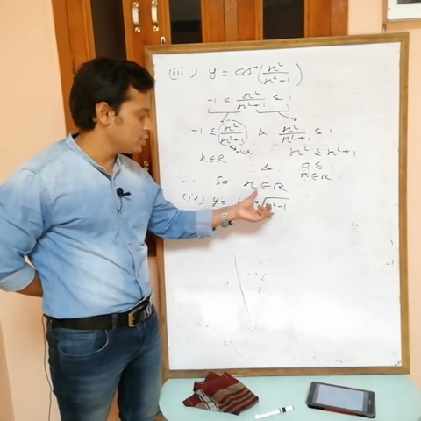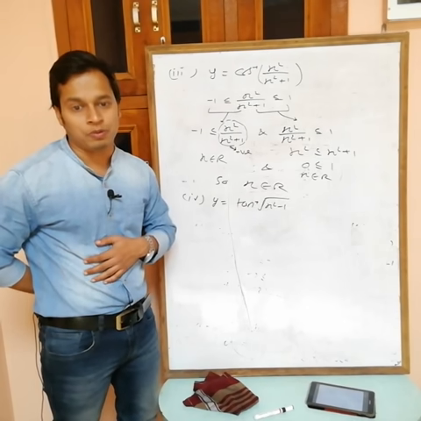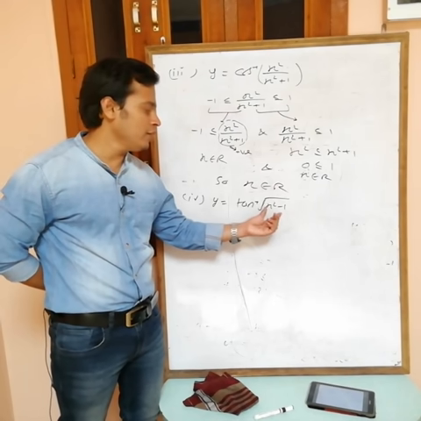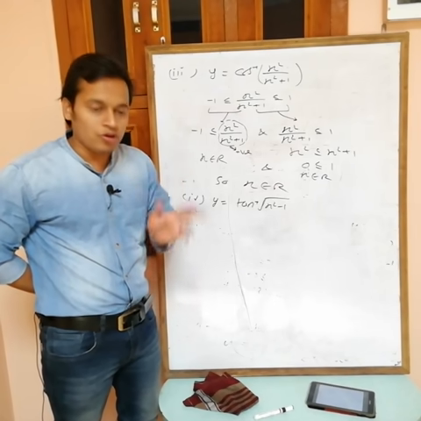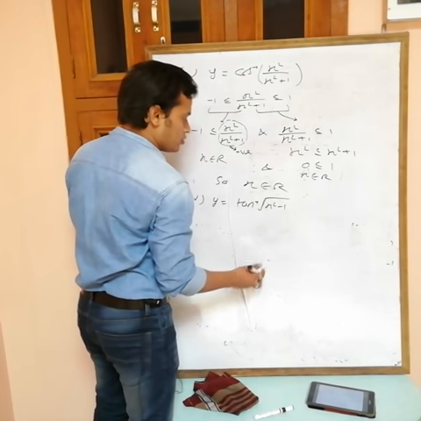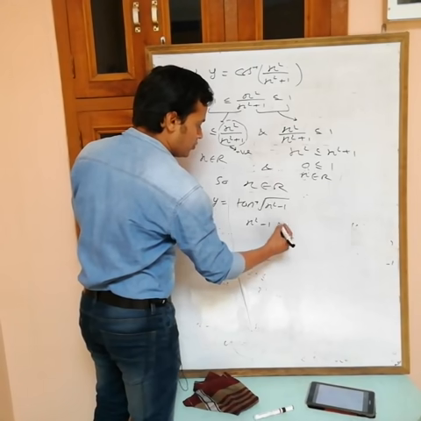Okay, now next thing is root, but for root we have a problem. Root is only defined for greater than or equal to 0. If the value becomes negative, then root is not defined, because root of a negative value is an imaginary number. Okay, so what is the condition? Condition because of this root, x square minus 1 must be greater than or equal to 0.